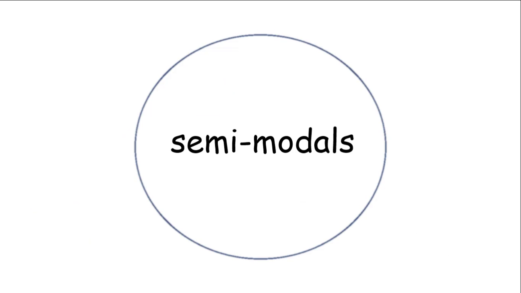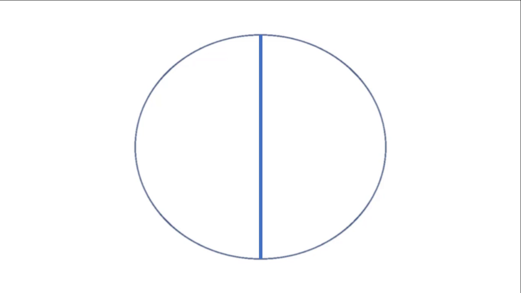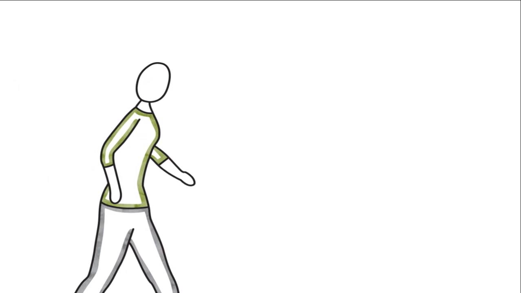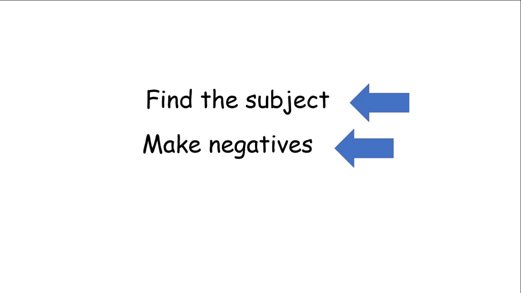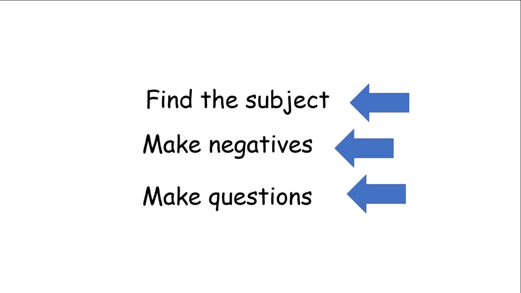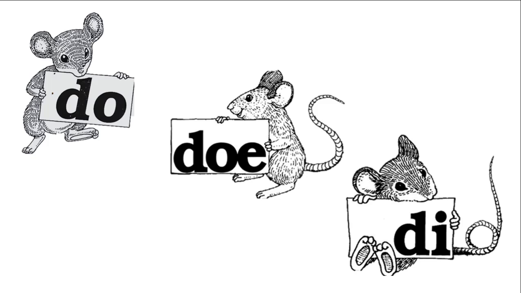Have to is in a small group of words called semi-modals. Semi means half. Semimodals add meaning like modal X words do, but they can't do other things that X words do. Semimodals need help. They need help from an X word to find the subject, make negatives, and make questions. And have to gets help from the mice: do, does, and did.